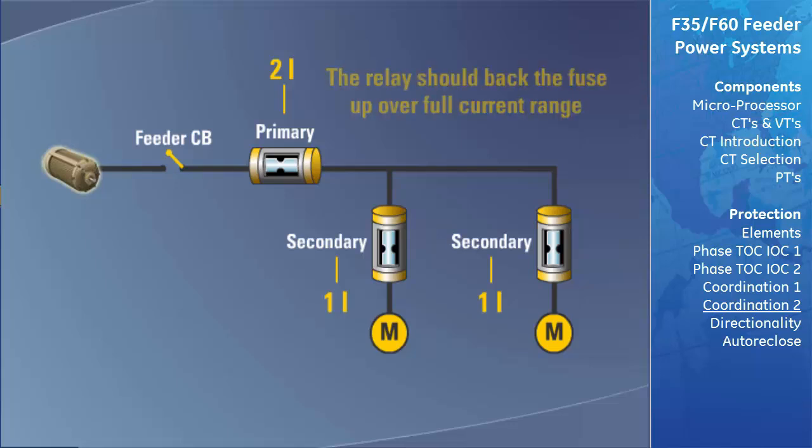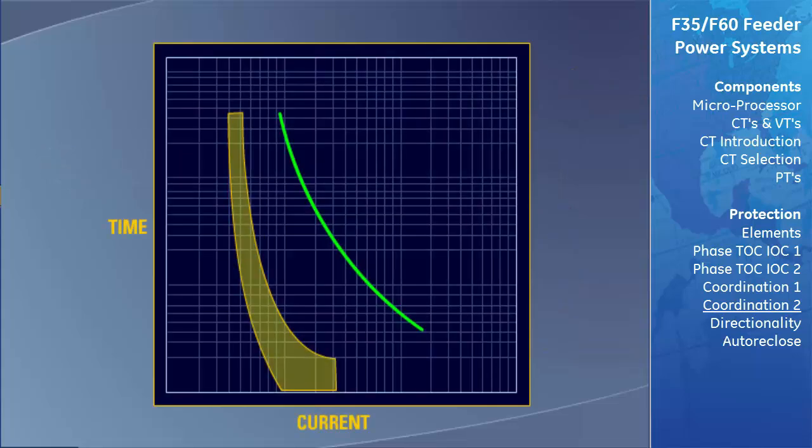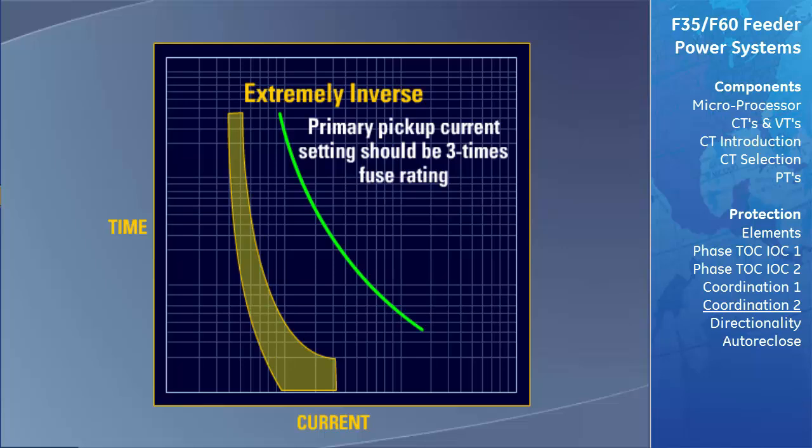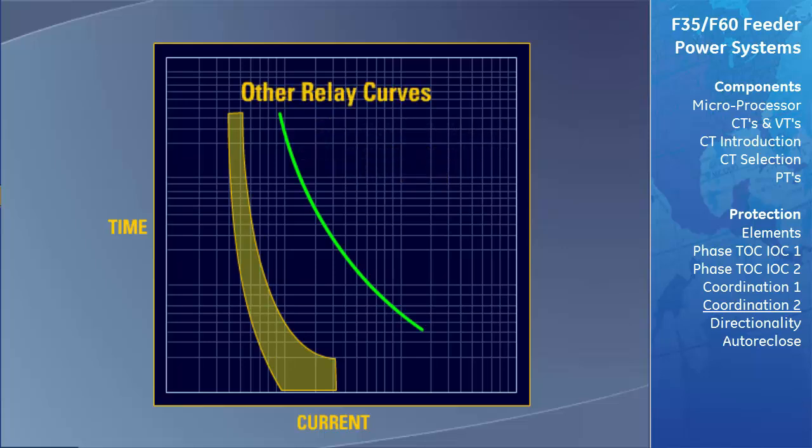It is important to note that the relay should back the fuse up over the full current range, and that no characteristic crossing occurs. The relay characteristic curve best suited for coordination with fuses is the extremely inverse, which is similar to the I²T fuse curves. For extremely inverse relay curves, the primary pickup current setting should be 3 times the fuse rating. For other relay curves, up to 4 times the fuse rating should be considered, therefore ensuring that there is no crossover between the relay and the fuse curve.